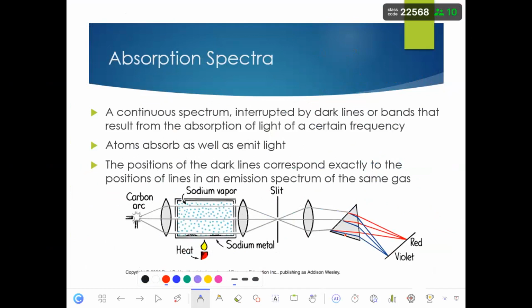Absorption spectra. Absorption spectra is the continuous spectrum interrupted by dark lines or bands that result from the absorption of light of a certain frequency. What does it mean? I will show you a short video that explains what exactly happens, but let me just explain what this is exactly.